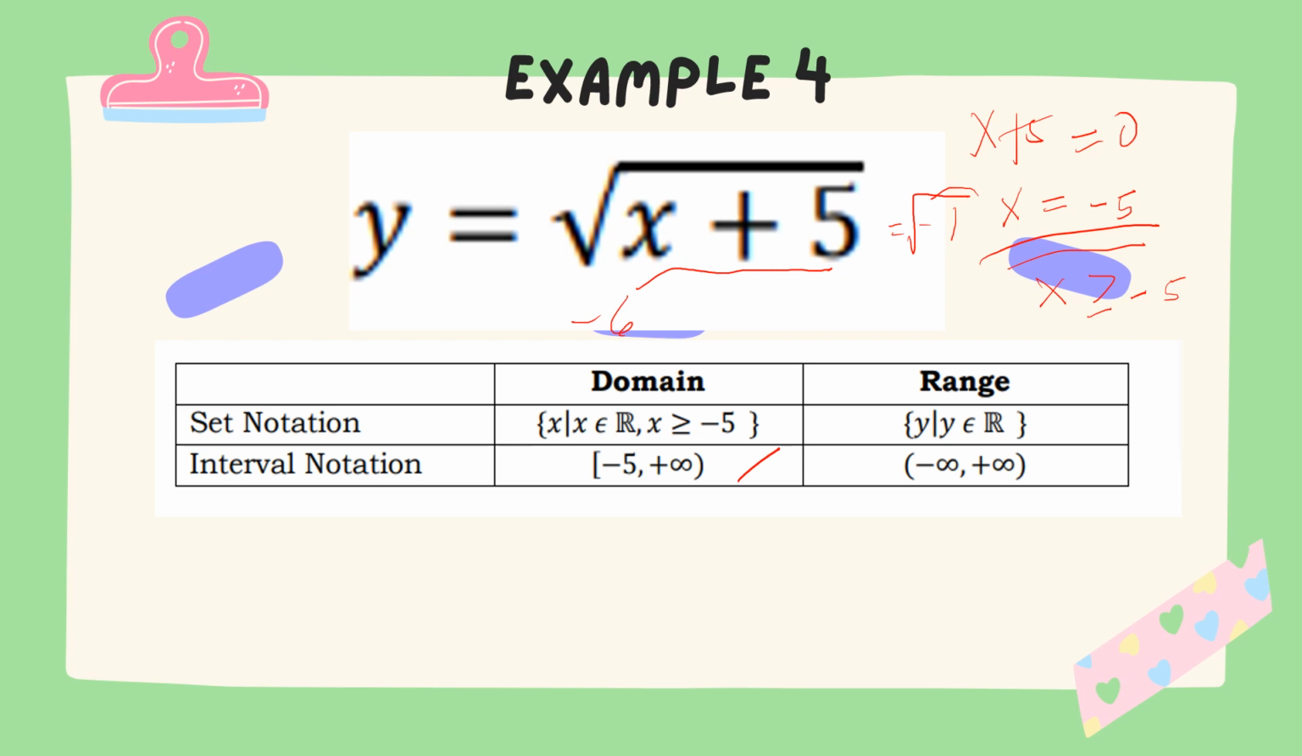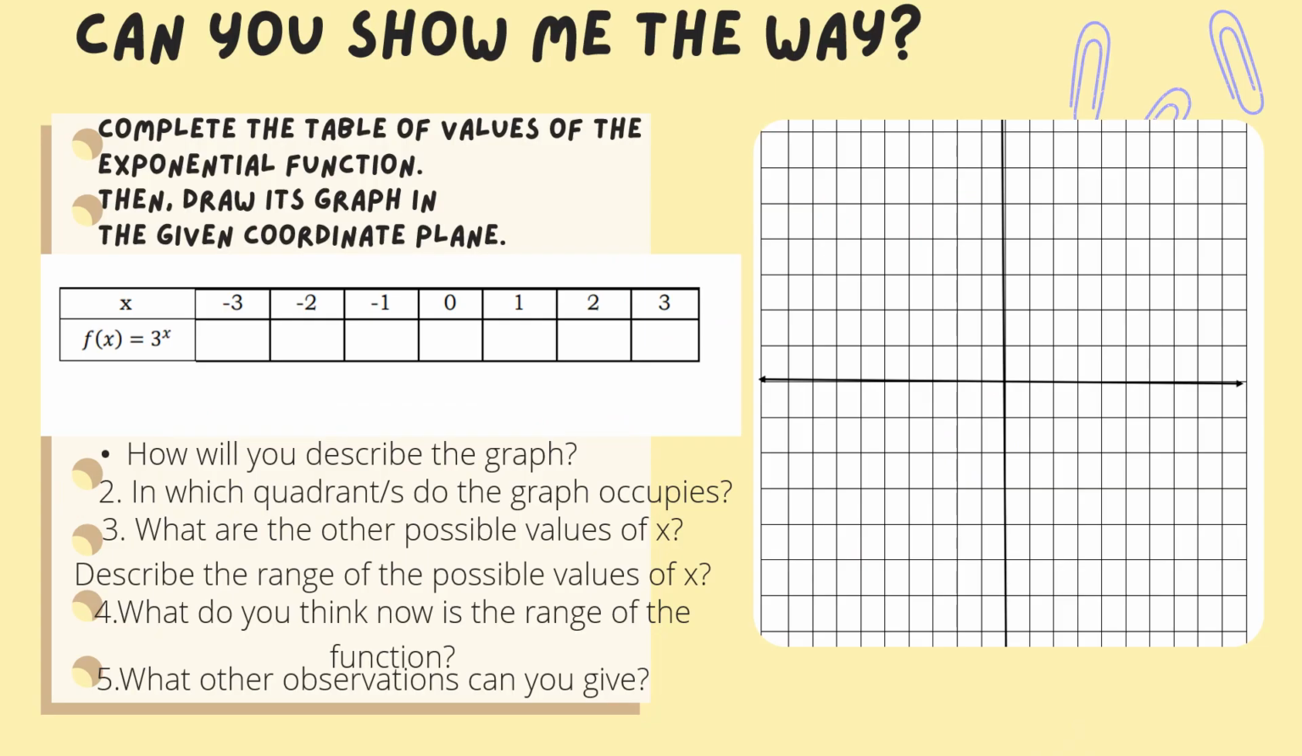So those are just a quick review about the domain and range of a given function. Let us have this graph, this given. Can you show me the way? Complete the table of values of the exponential function, then draw its graph in the given coordinate plane.